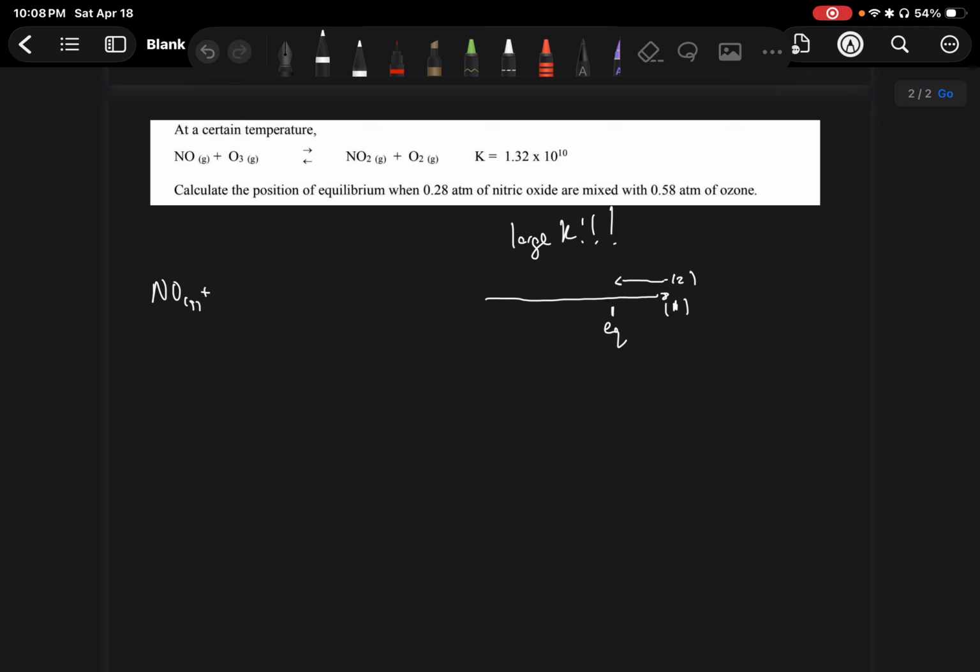NO gas plus O3 gives NO2 plus O2. Gas, gas, gas. What is the unit? atm.